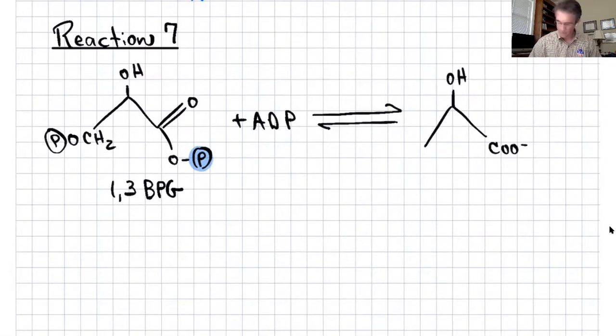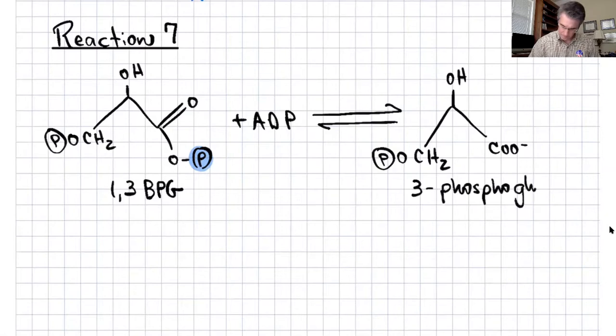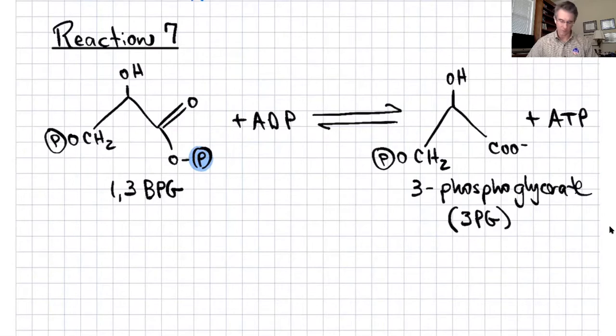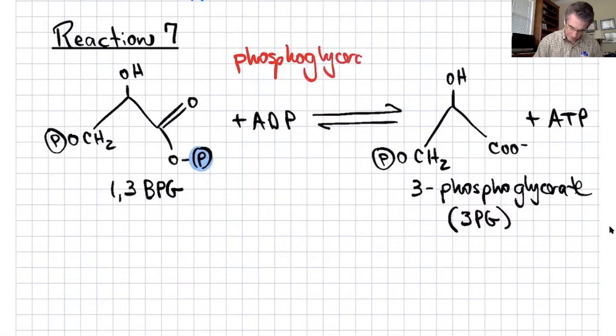So our products then are going to be this guy, which is of course 3-phosphoglycerate, right, or 3-PG, plus ATP, right, which is awesome, because that's sort of what we were after. The enzyme that runs this reaction is, of course, phosphoglycerate kinase, or PGK, right?